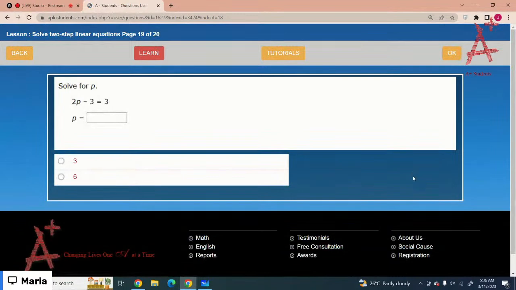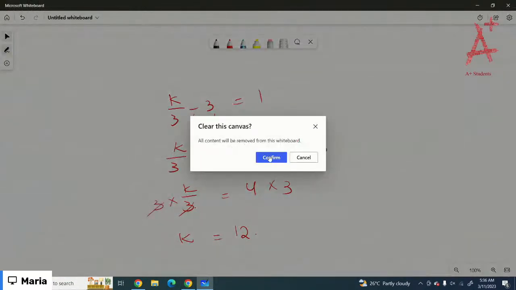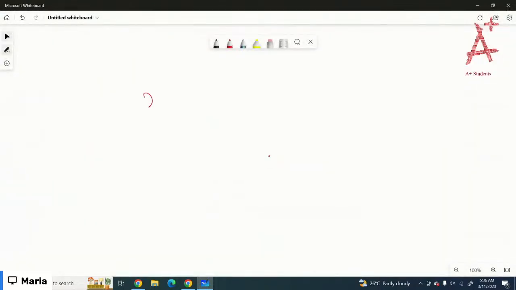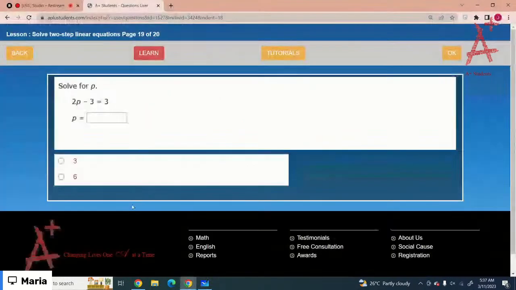Okay, the next one is 2p minus 3 equals 3. So move that negative 3 to the other side. You have to add 3 to both sides. 3 minus 3 is 0. So 2p equals 6. Now divide both sides by 2. So p equals 6 divided by 2, which is 3. So that means p equals 3. Got it? So the correct option is p equals 3.